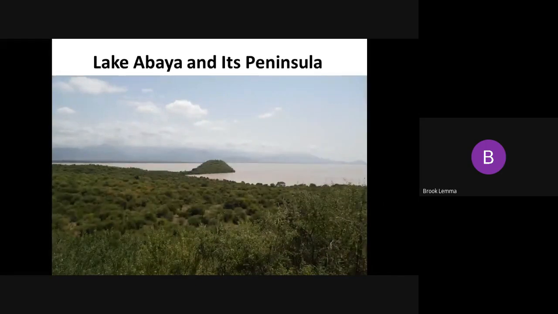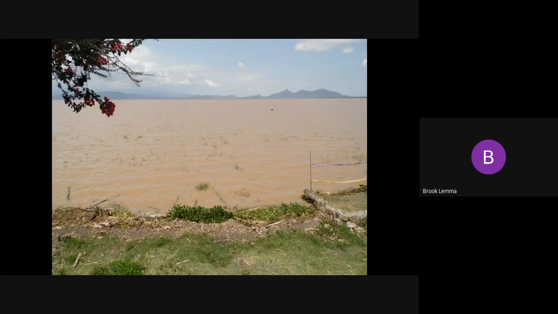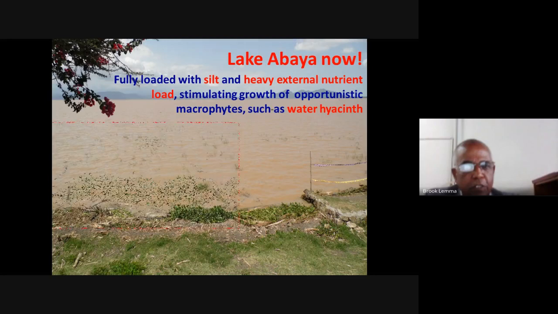Then I went to Abaya with its beautiful peninsula, which is in the Rift Valley, almost the southern part of the Rift Valley. As you can see, the water color is brownish, and the water that enters into it also, the River Blate, one of the biggest feeder rivers, is filled with silt and nutrients, and hence the water is very silty and very loaded with lots of nutrients. And eventually water hyacinths started to appear in this water system also.